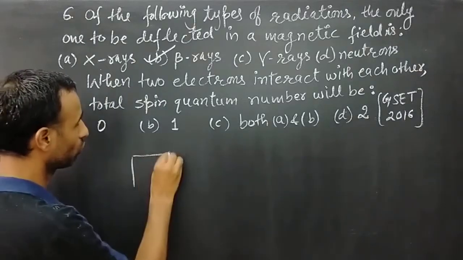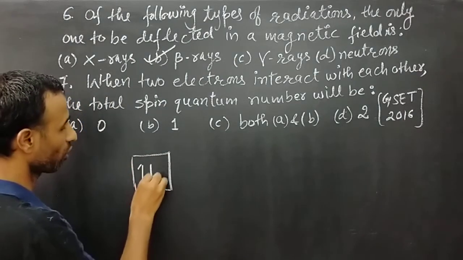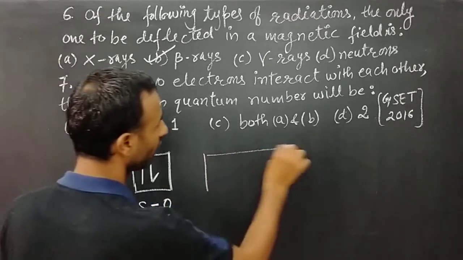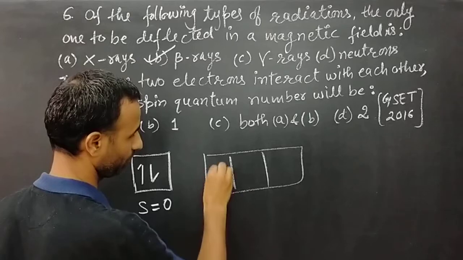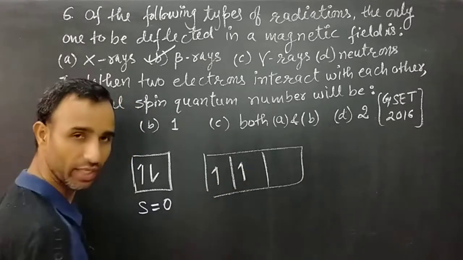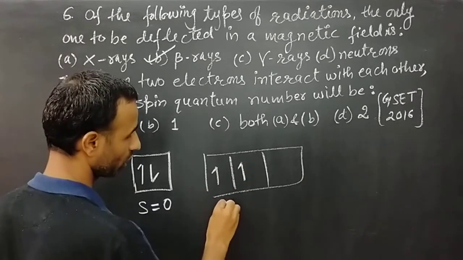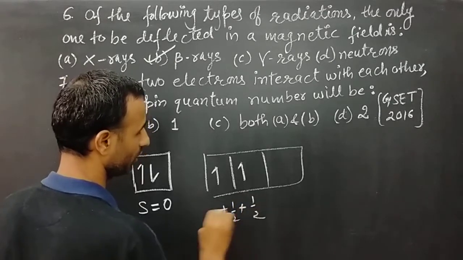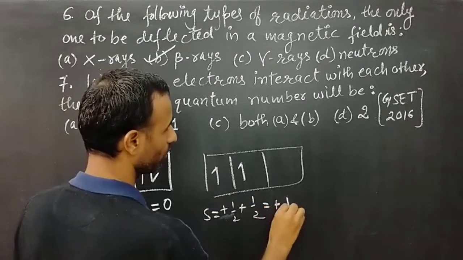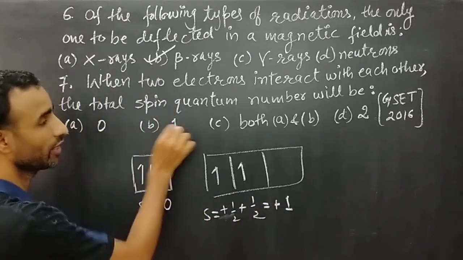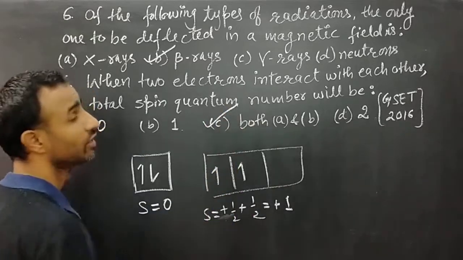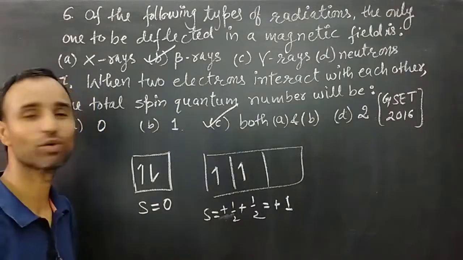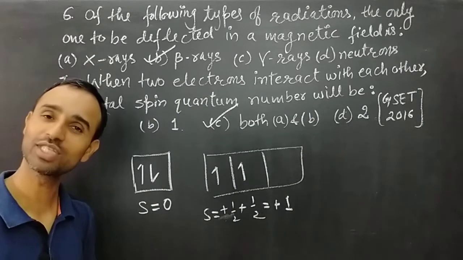If two electrons which interact are in the same orbital, then the total spin quantum number is 0. And if they are in different orbitals, then they have parallel spin. So their total spin is plus half and plus half, which is equal to plus 1. That means 0 and 1. So both A and B, right? So simple. Very simple questions, from GSET 2016.